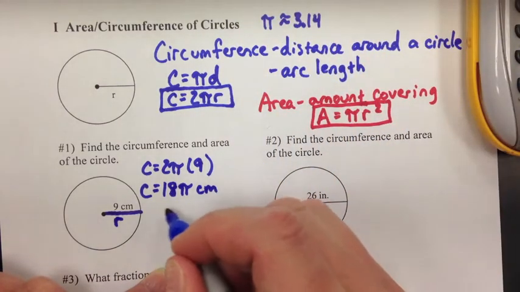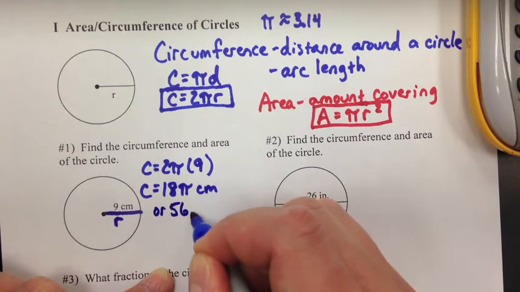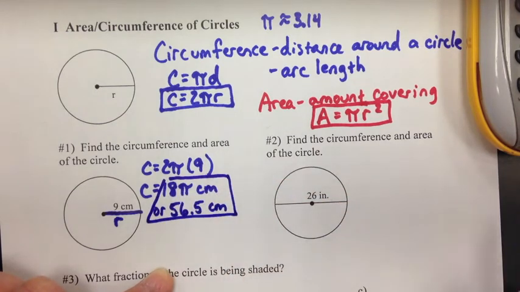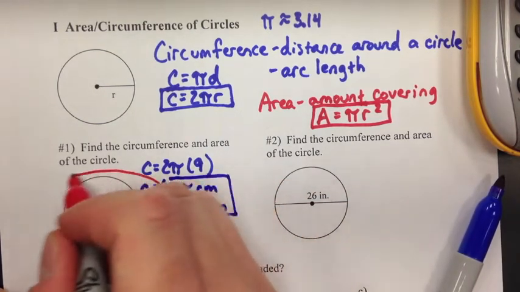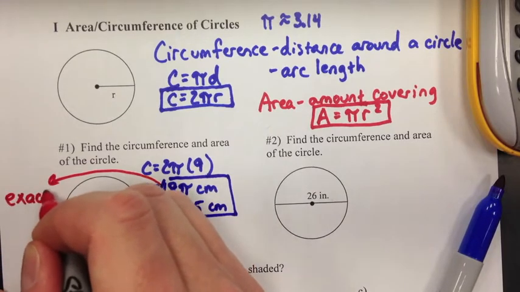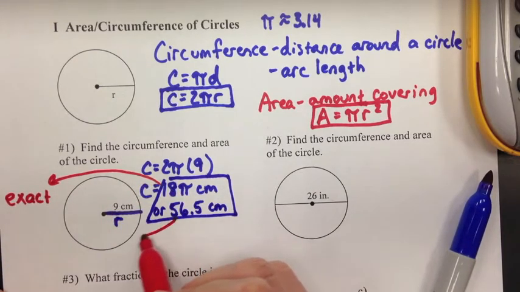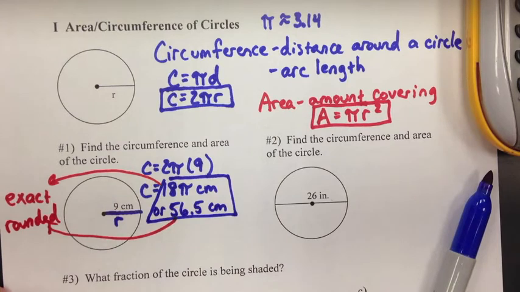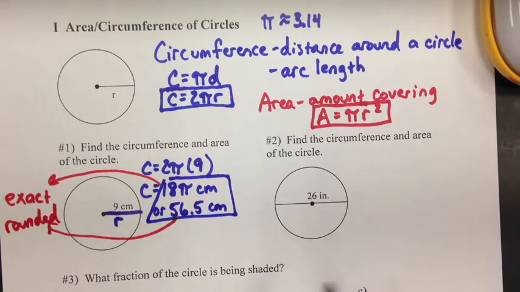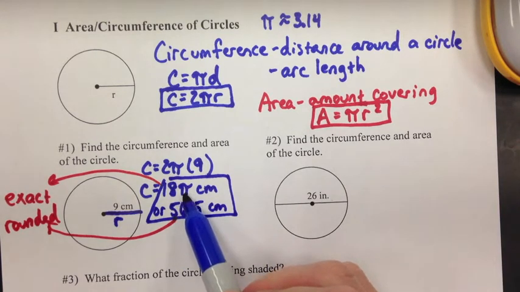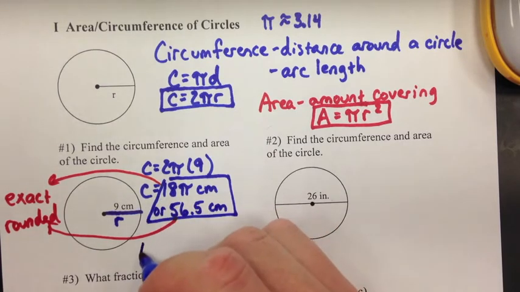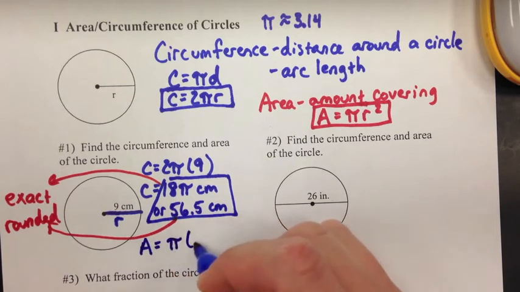So you could say it's 18 pi centimeters or 56.5 centimeters. Both of these answers are good. The first one, 18 pi, is what we call the exact solution. And the second one, the decimal, 56.5, is what we call the rounded solution. And in most cases, both of them are fine. You can use either one. If you're trying to be exact, you'd leave it in terms of pi, but most times a decimal is okay as well. So that's circumference.